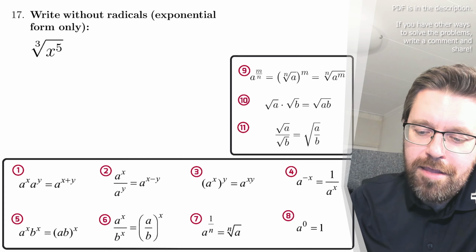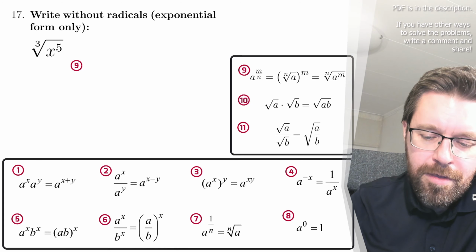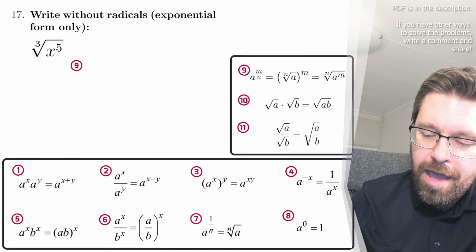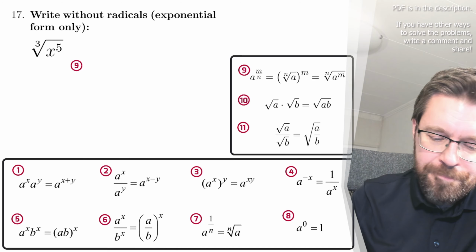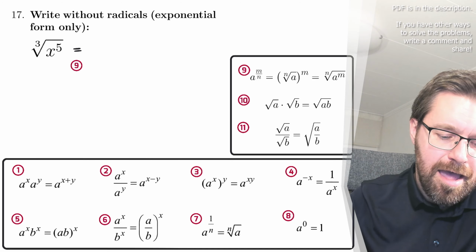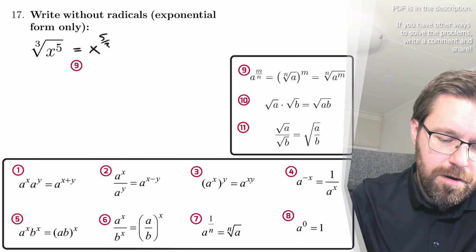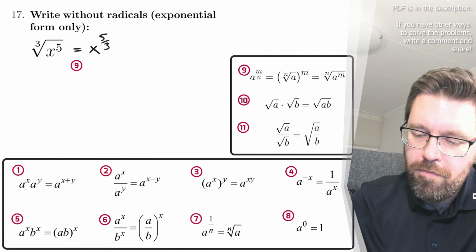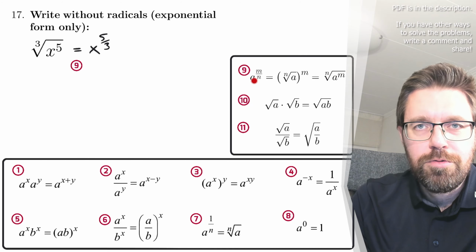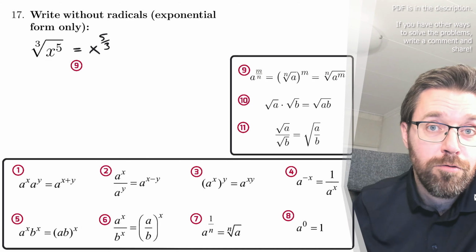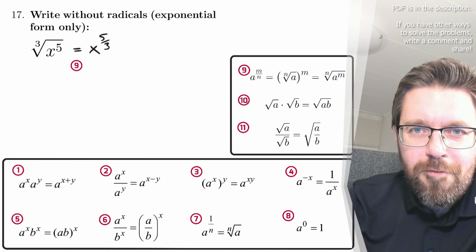Number 17, write without radicals, exponential form only. And we have done these sort of questions before. We can use rule number 9 and at once rewrite this as x raised by 5 over 3, if you go from here to here. And I have showed you why before.